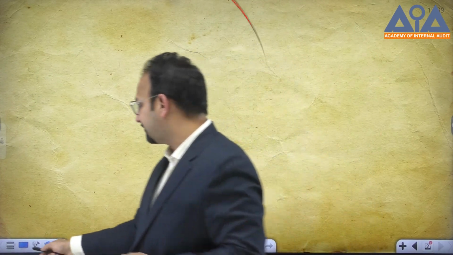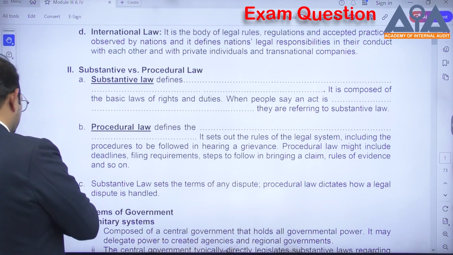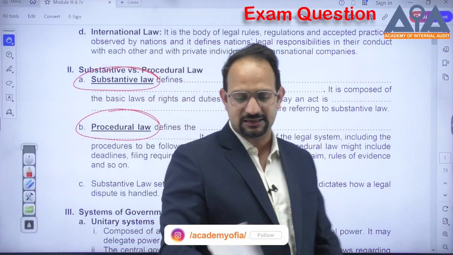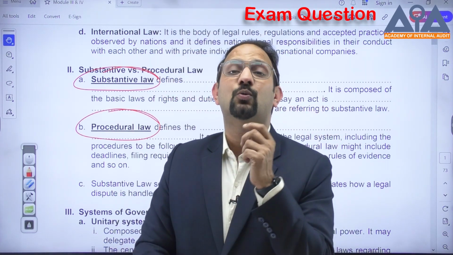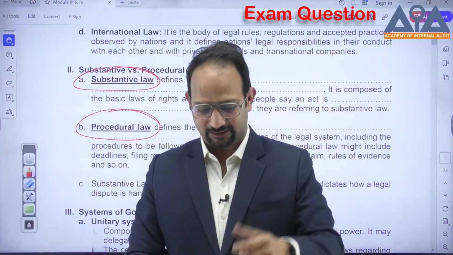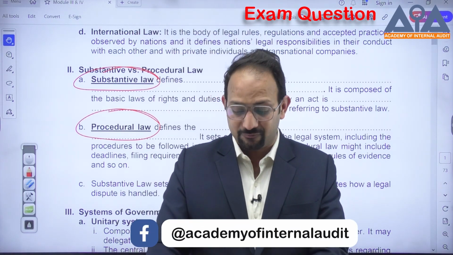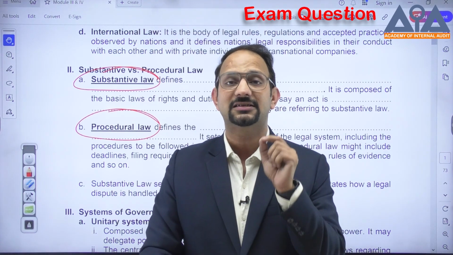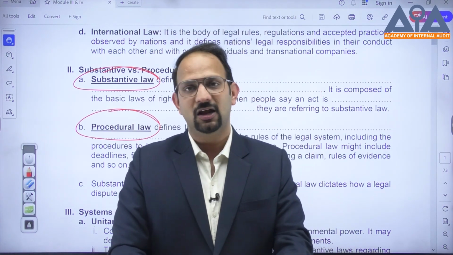The first point to understand in this chapter is substantive law and procedural law. Substantive law explains the type of permissible conduct: what are the do's, what are the don'ts, what is acceptable and what is not acceptable. Second is procedural law. This defines the rules by which individual cases are decided. The rules by which individual cases are decided, that is called procedural law.